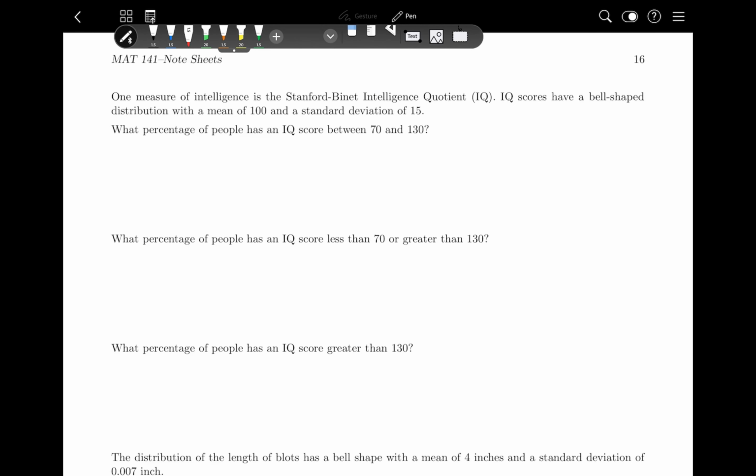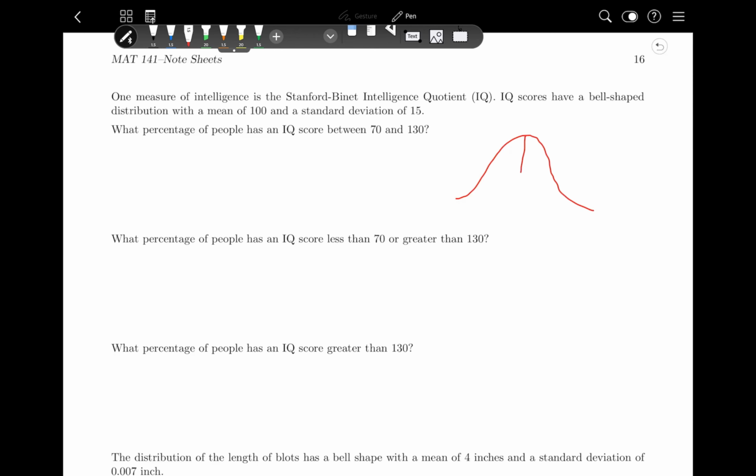So at this point, if you wanted to pause the video, you could try these. So now that you've had a chance to try these, let's go through these together.